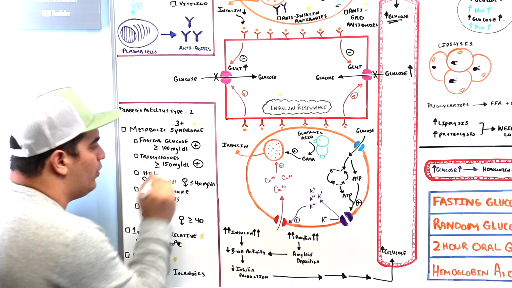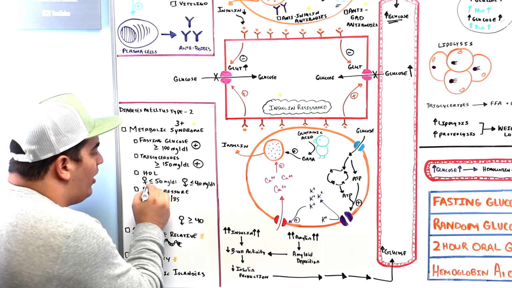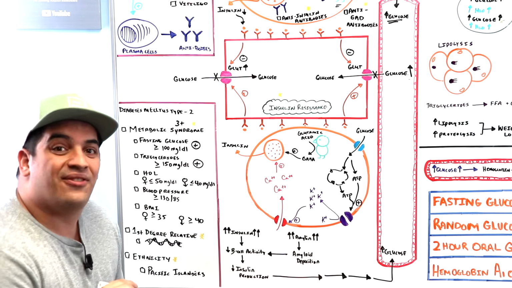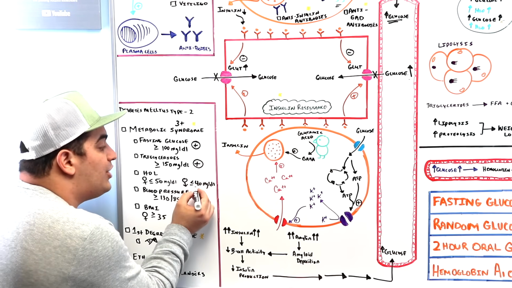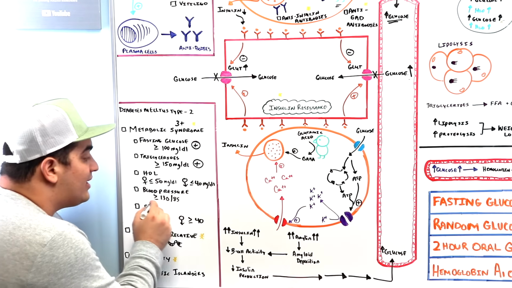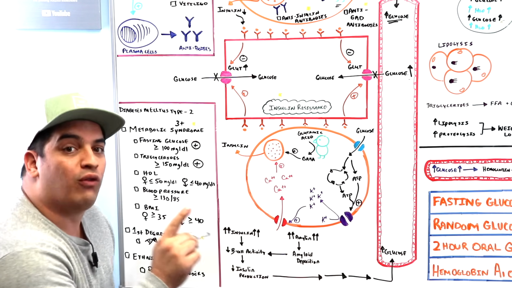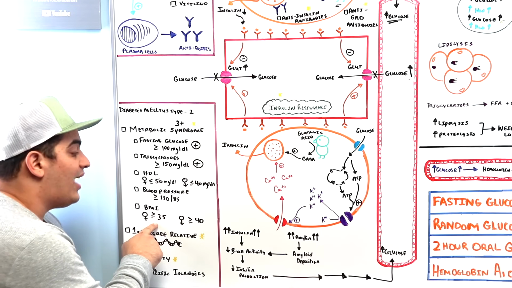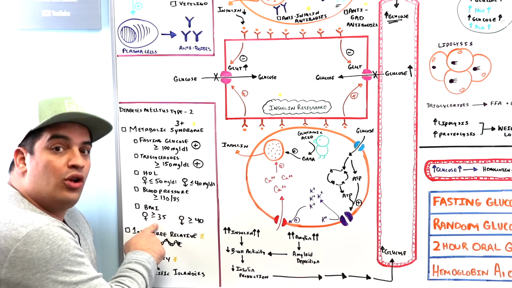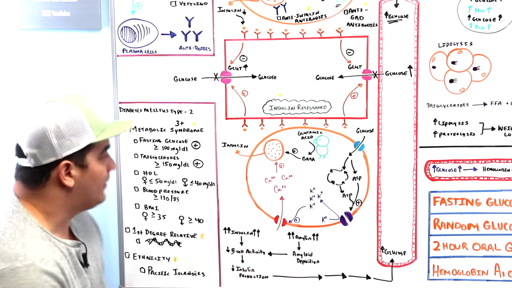Triglycerides greater than or equal to 150 milligrams per dL. And HDL if you're a female less than or equal to 50, and an HDL less than or equal to 40 if you're a male. The last thing is that the blood pressure has to be greater than or equal to 130 over 85. And lastly, they have to have a high BMI. Female, greater than or equal to 35. Male, greater than or equal to 40.